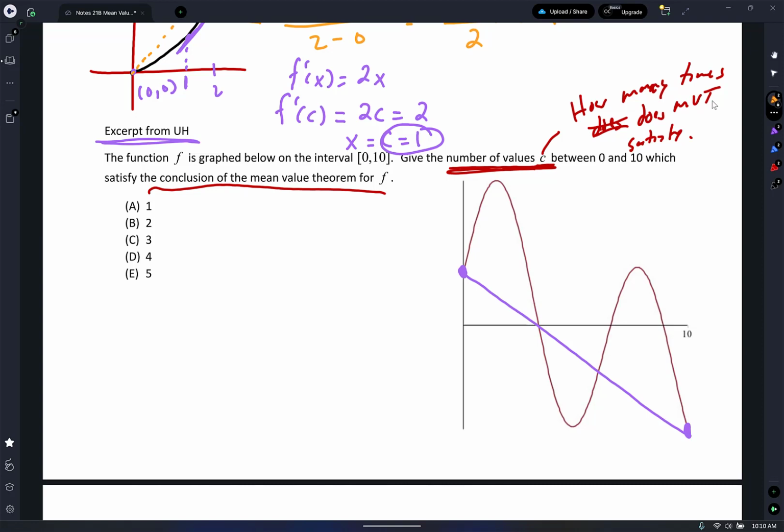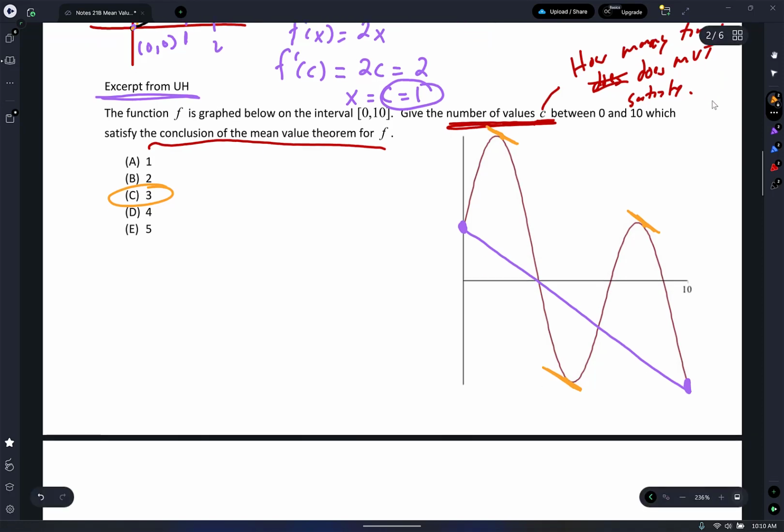How many times do I have a tangent line that has the same slope? For sure, somewhere right here. You guys see that? That's one. And then it looks like right there, 2, right before I hit that. And good job, Espinosa. Another one right there. 3 times. So 3 is the answer. Cool or not cool? Nothing crazy.